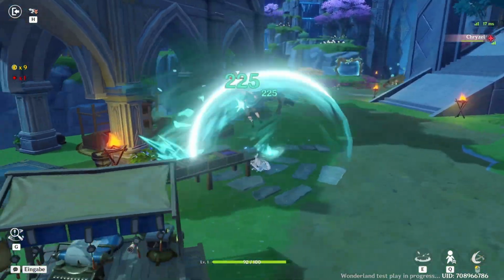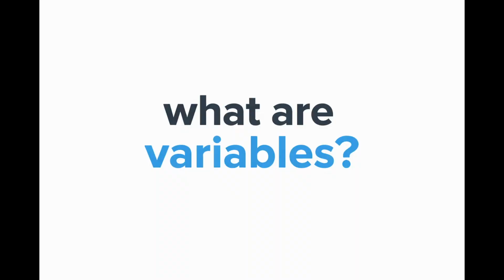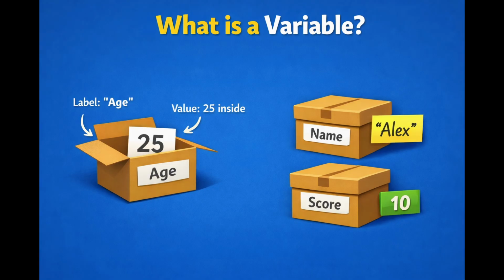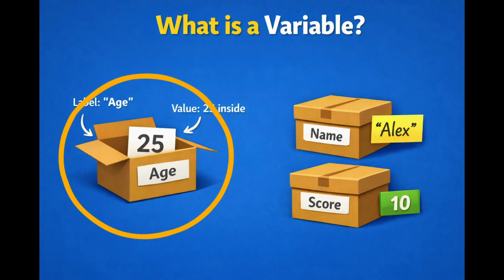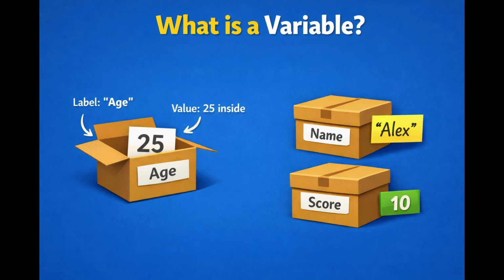So let's start simple. What even are variables? Think of a variable as a container that stores data for something in your game. Every variable has a name and a value. Just imagine a labeled box that belongs to an entity, like a hilichurl. You put a label on that box, for example, age, and inside the box you place a note that says 25. Now, when you want to know the age of that hilichurl, you just open the box and read the value, and that is all the variable is.